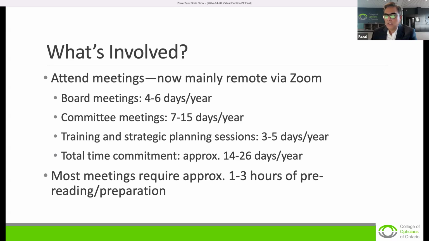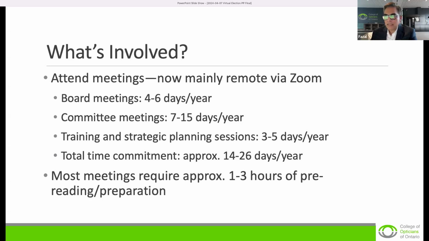Typically, board meetings, we call them 4 to 6 meeting days. So there are about 4 quarterly board meetings scheduled throughout the year. They typically are a day and a half, sometimes 2 days. So we have a board meeting in March, one in June, typically one in September or October, and one in December. As a board member, you're going to be involved definitely at those board meetings.